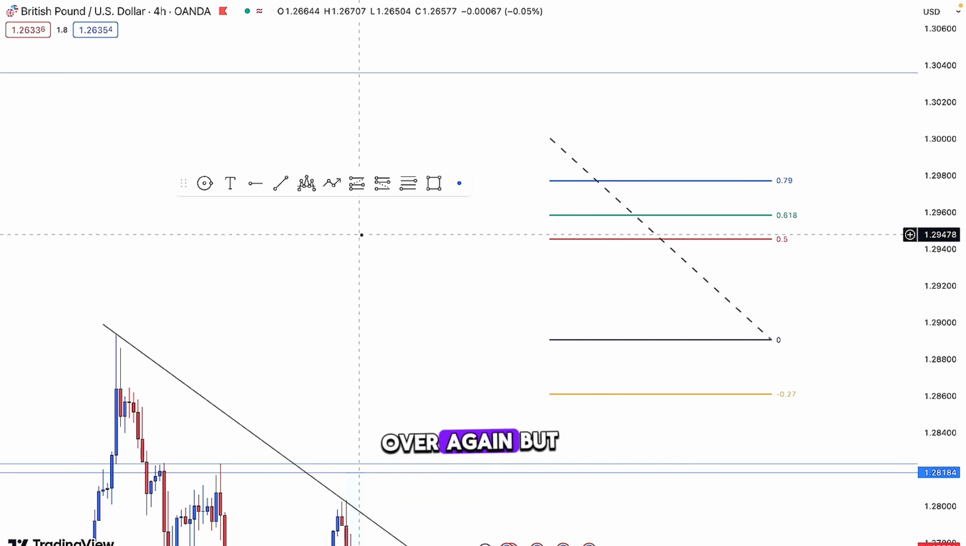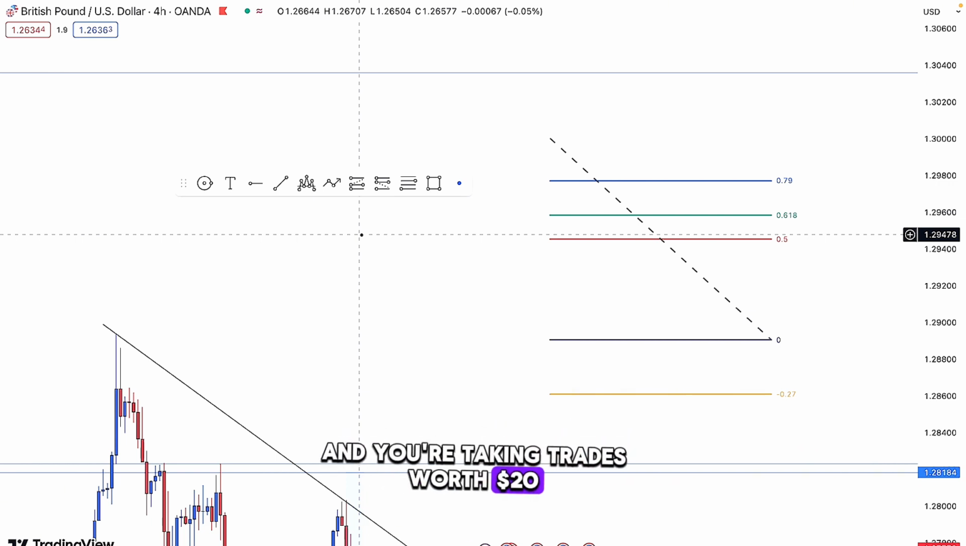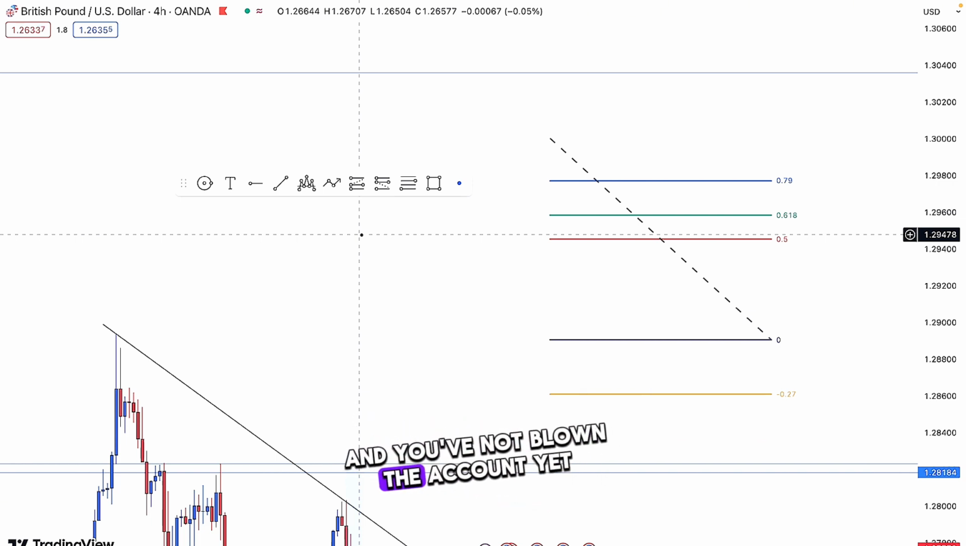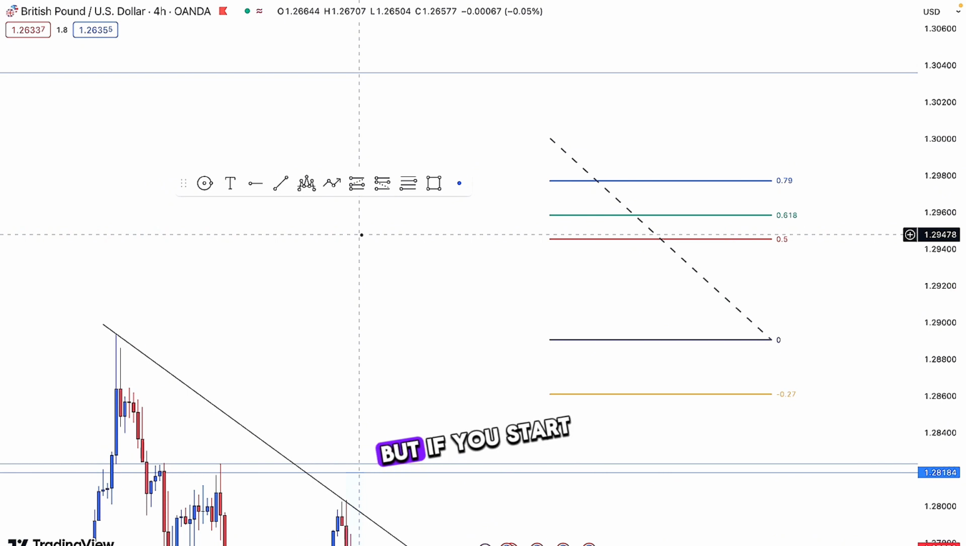But remember, risk management is very, very important in this game. Even if you have an account of $1,000 and you're taking trades worth $20 every single time, you can take up to 20 trades and you've not blown the account yet. But if you start taking trades of $100 each, at only 10 trades you've blown the account. That is why you need risk management. But I'm not telling you that if you use $100, it is not good for a $1,000 account.